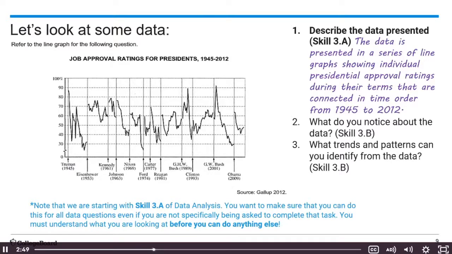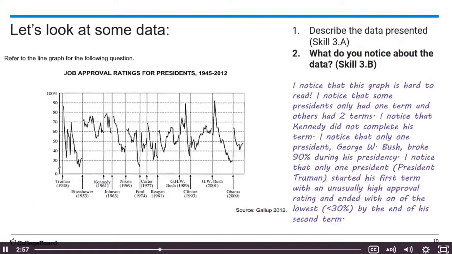What do you notice about the data is the question that we're on, and I noticed that the graph is kind of hard to read, but if you just take a second and focus on it and see each grouping as belonging to one of the presidents, then you can start thinking about the bigger picture here.